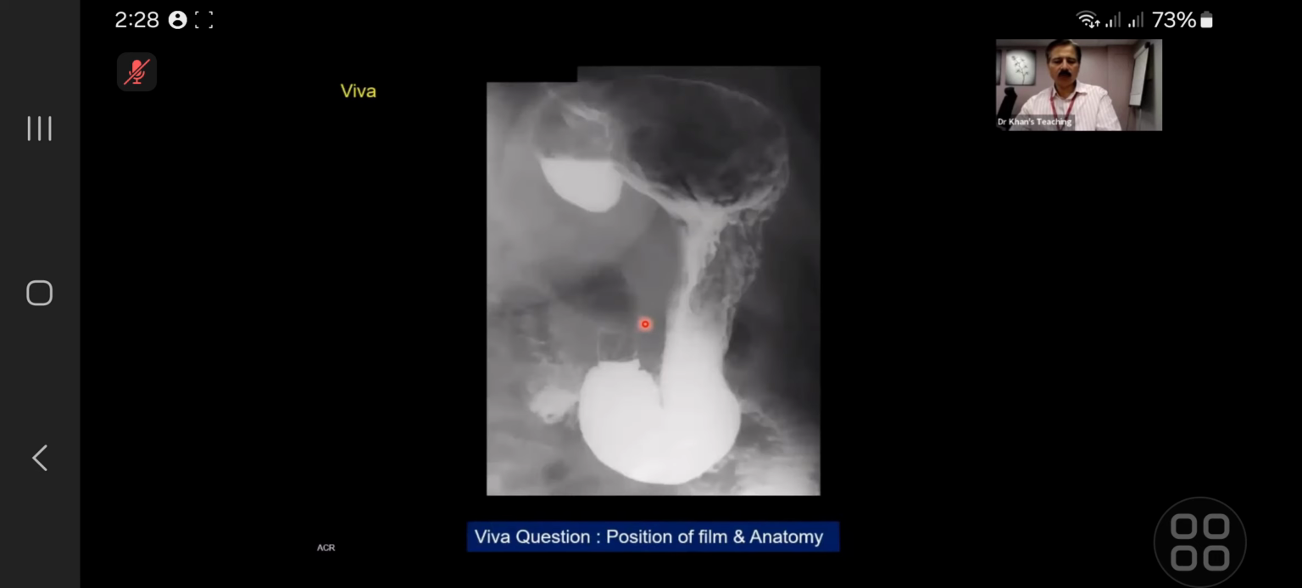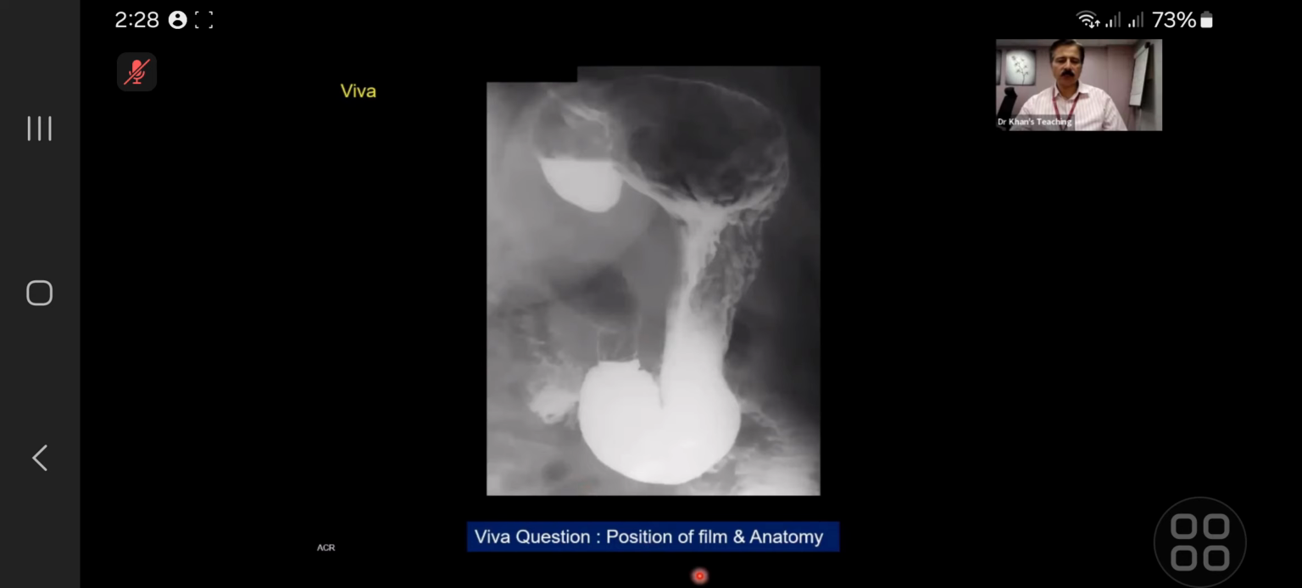This is a more classical, most common diverticulum. Where is it, candidate? It's in the duodenum. First of all, tell me what kind of film is this? This is a barium meal examination.